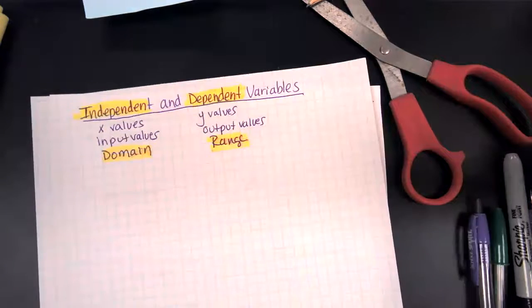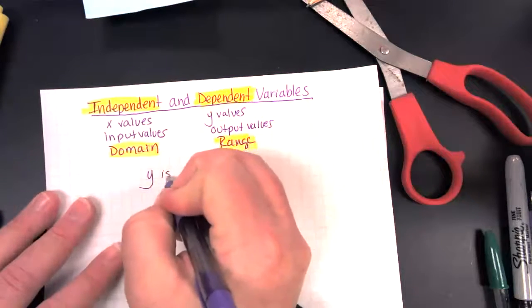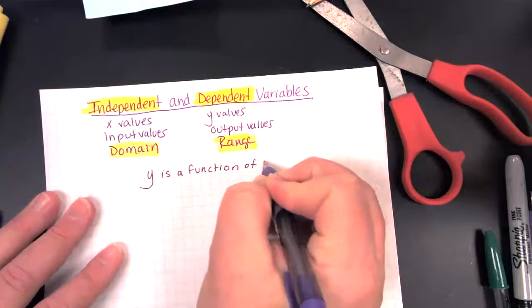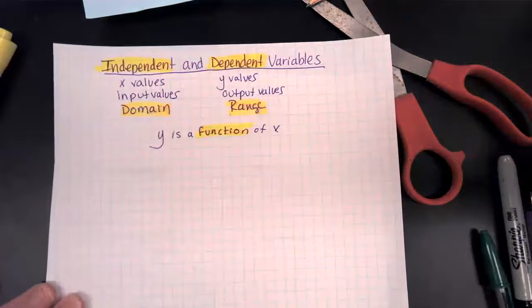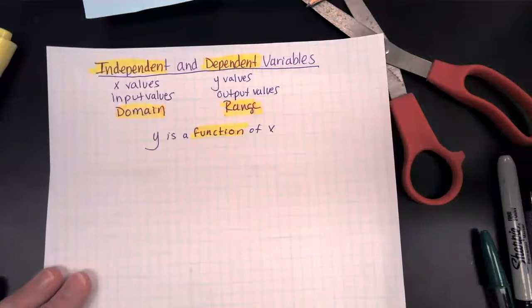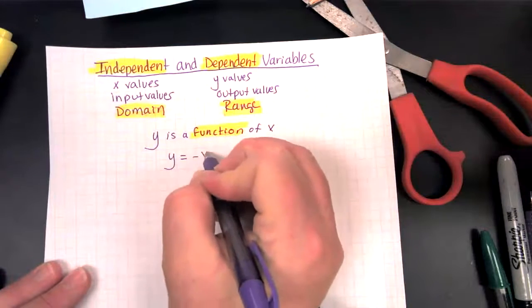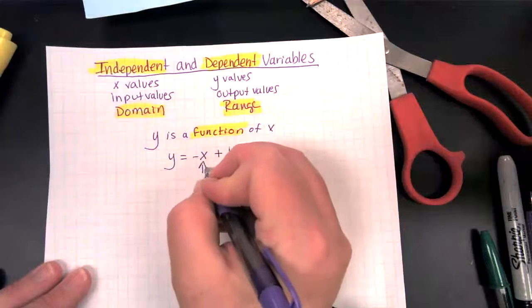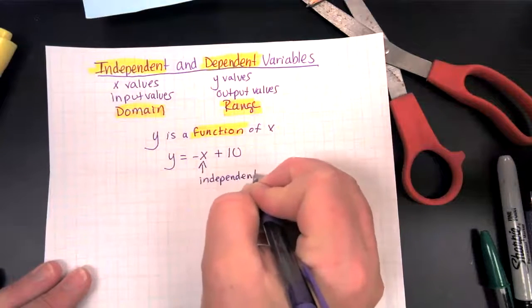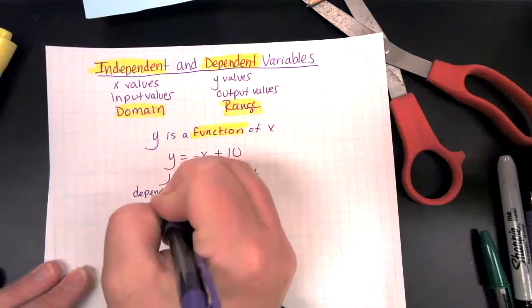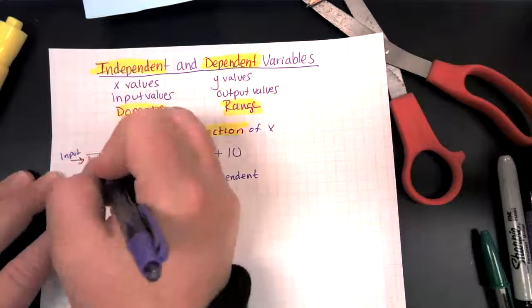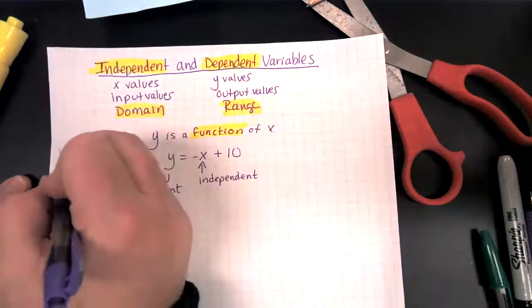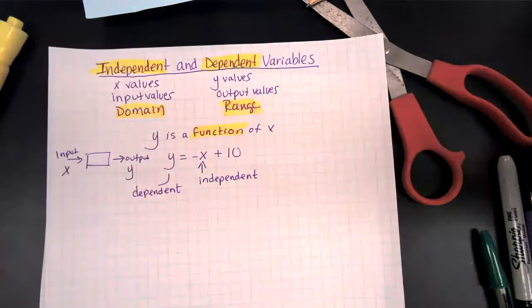So if we're looking at y is a function of x, okay, oh, function, we used another vocab term. Holy mackerel. It means that y varies depending on the value of x. So if I look at this equation here, this part is the independent and this part is the dependent, because remember, our input went into our function box and gave us our output, right? So our X went in and out came our Y.